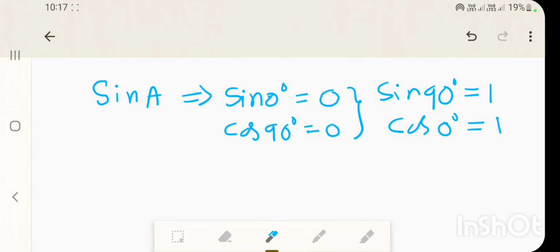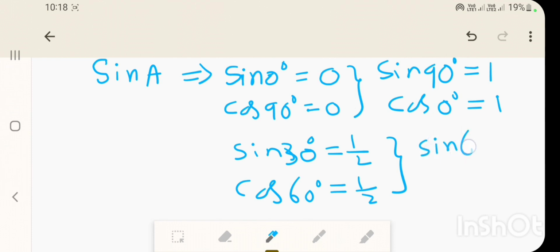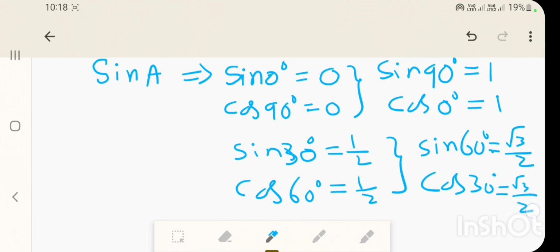Right. Now sine 30 degrees, it is 1 by 2. Cos 60 degrees, it is 1 by 2. I will tell you one trick here how to remember the values. Sine 60 is root 3 by 2 and cos 30, it is also root 3 by 2.